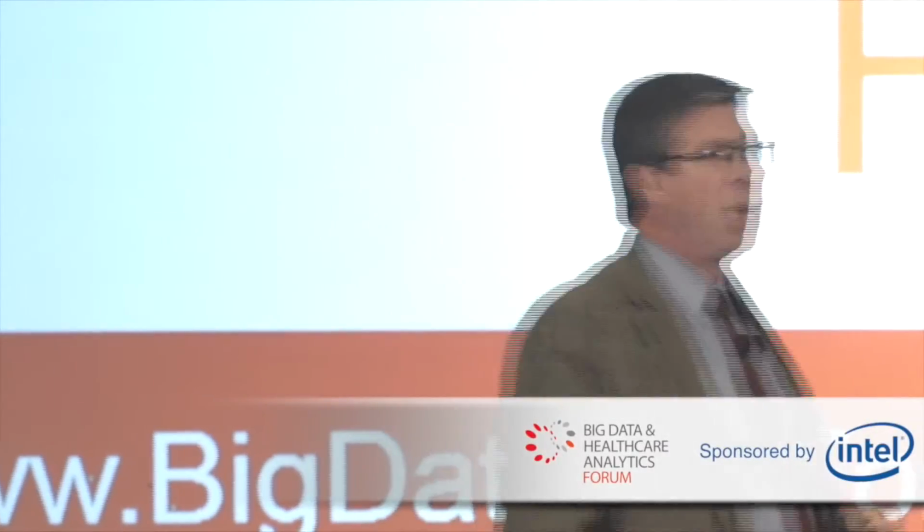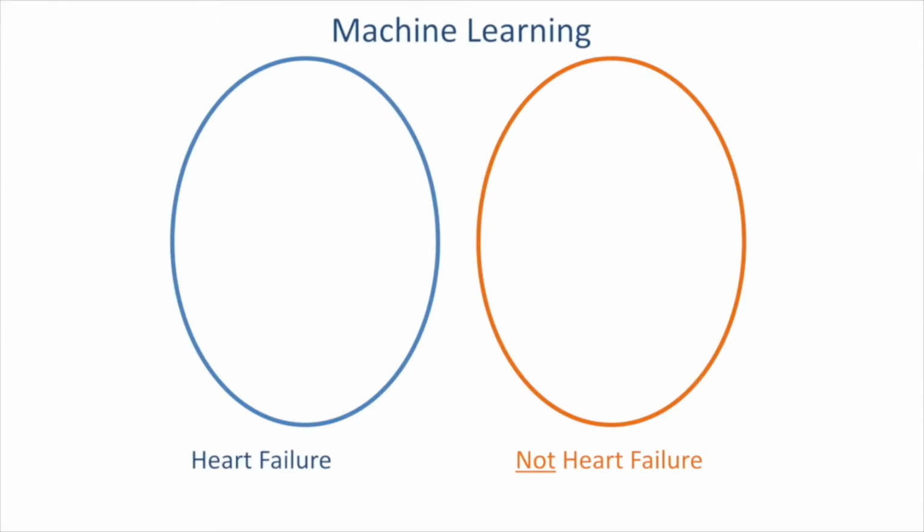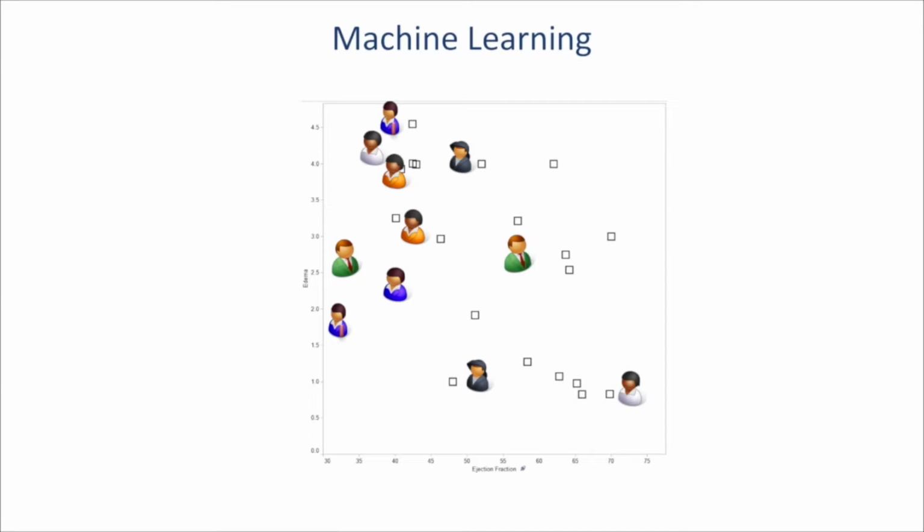So let's see how that can help us with the heart failure example. We have our 7 true heart failures and our 3 false positives. And we take them and we graph them into a little chart. It's a little hard to read. Across the bottom is ejection fraction, and the vertical axis is edema.